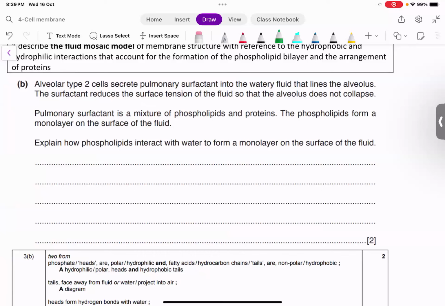Alveolar type 2 cells secrete pulmonary surfactant into the watery fluid that lines the alveolus. The surfactant reduces the surface tension of the fluid so that the alveolus does not collapse. Pulmonary surfactant is a mixture of phospholipids and proteins. The phospholipids form a monolayer on the surface of the fluid. Explain how phospholipid interact with water to form a monolayer on the surface of fluid.